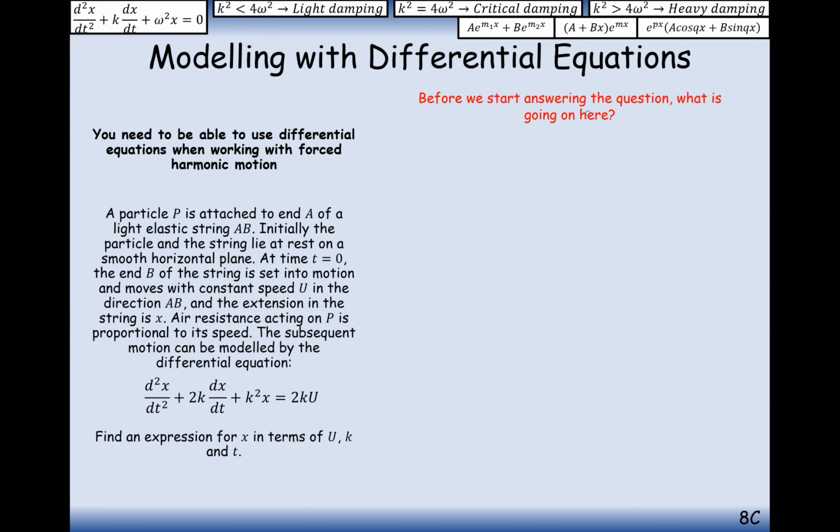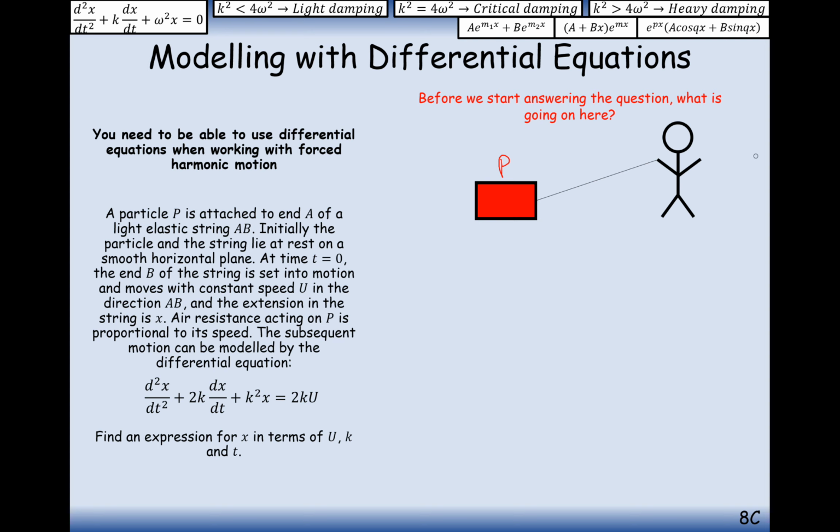So before we start answering the question, what is going on here? Let's imagine there is someone with a piece of string attached to particle P. This particle here is particle P. And then the person starts walking to the right. What's going to happen is, because this string is an elastic string, the initial movement by the person to the right will actually just stretch the string.